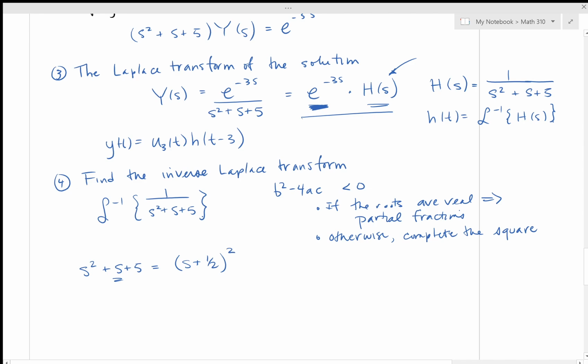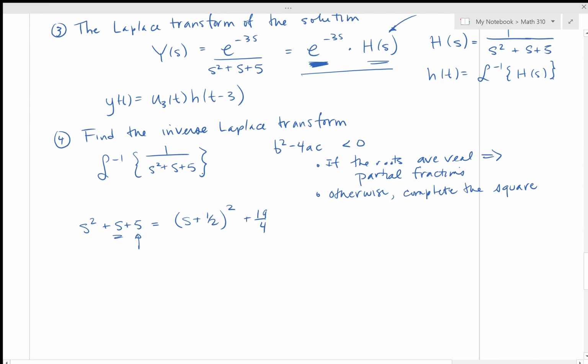And then I think to myself, if I square that out, I'm going to get s squared plus s plus 1/4. But that's not enough, because I want to see a 5 here, and I only got 1/4. So I have to add the other 19/4. Okay, so you just make sure that the left-hand side equals the right-hand side. Once I've got that written like that, I can see that h of t, which is the inverse Laplace transform, I'll write it in this new form, s plus 1/2 squared plus 19 over 4.